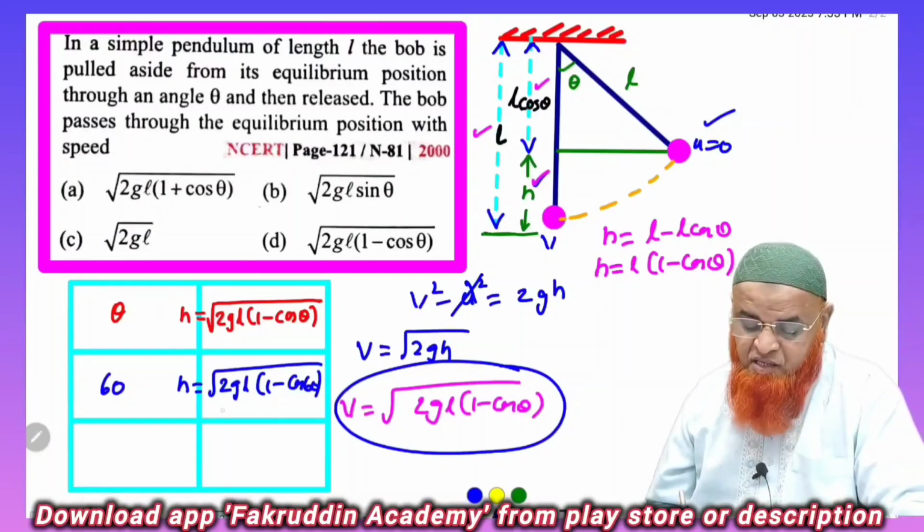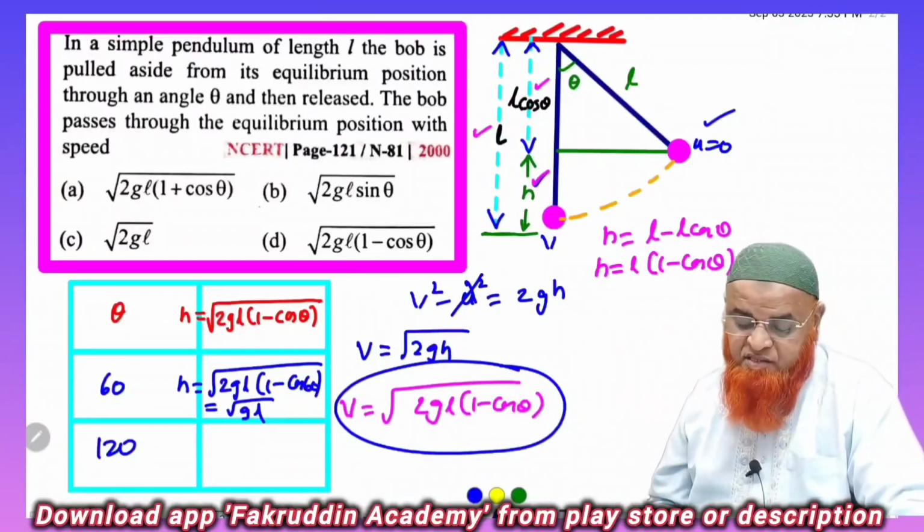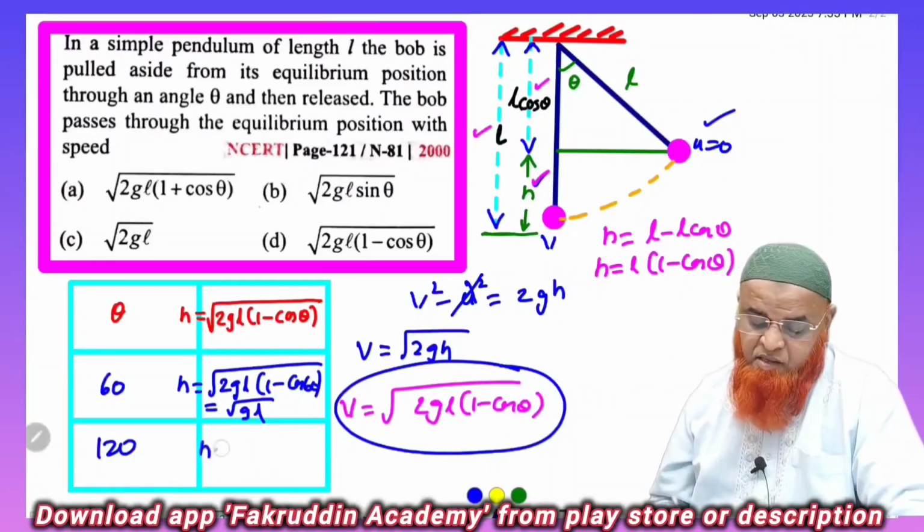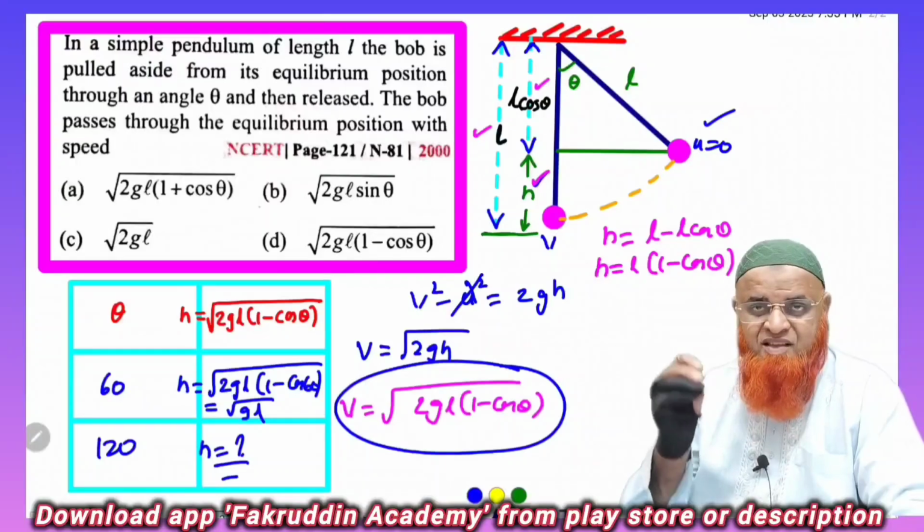So if it is cos 60, how much will you get? You will get just root gL as the velocity. And if it is dropped from 120 degrees, how much are you going to get? You just find out and tell me the answer in the comment section.